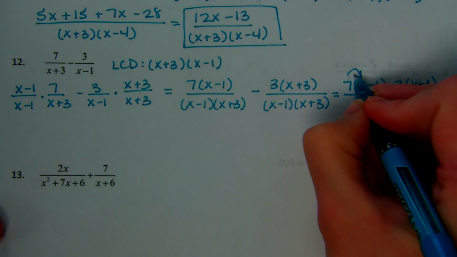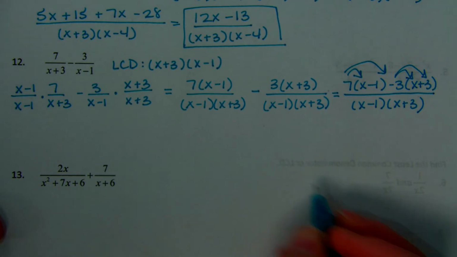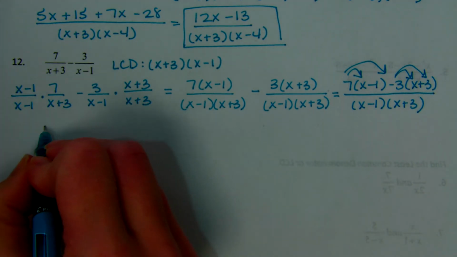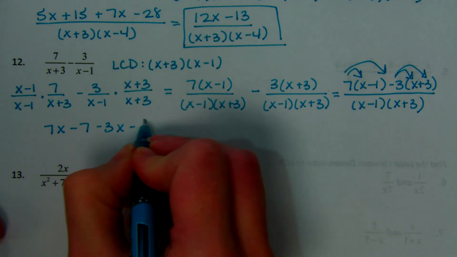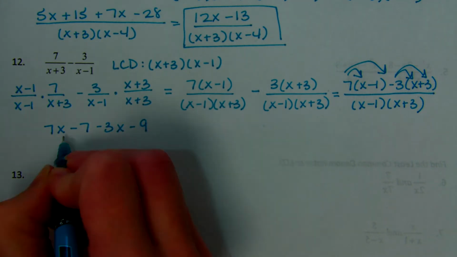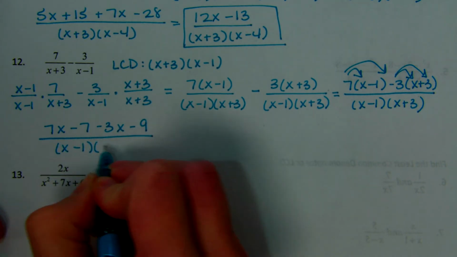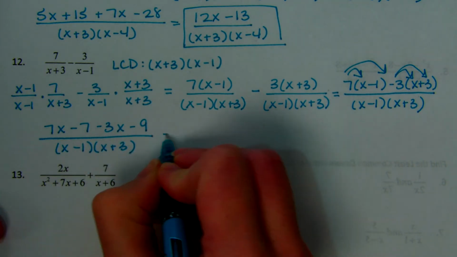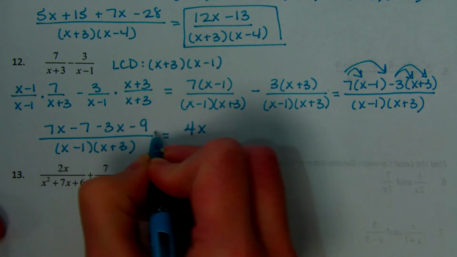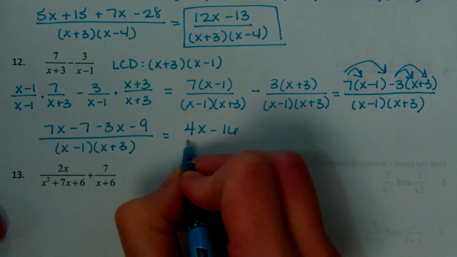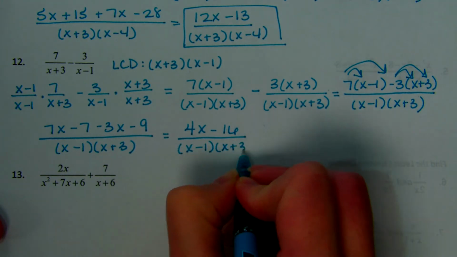And we need to go ahead and distribute the 7 and distribute the 3. And remember, the 3 is negative, guys. So this is 7x minus 7 minus 3x minus 9. Make sure that negative makes it to both those terms. Over x minus 1 and x plus 3. So 7x minus 3x is 4x. And negative 7 minus 9 is negative 16 over x minus 1 and x plus 3.